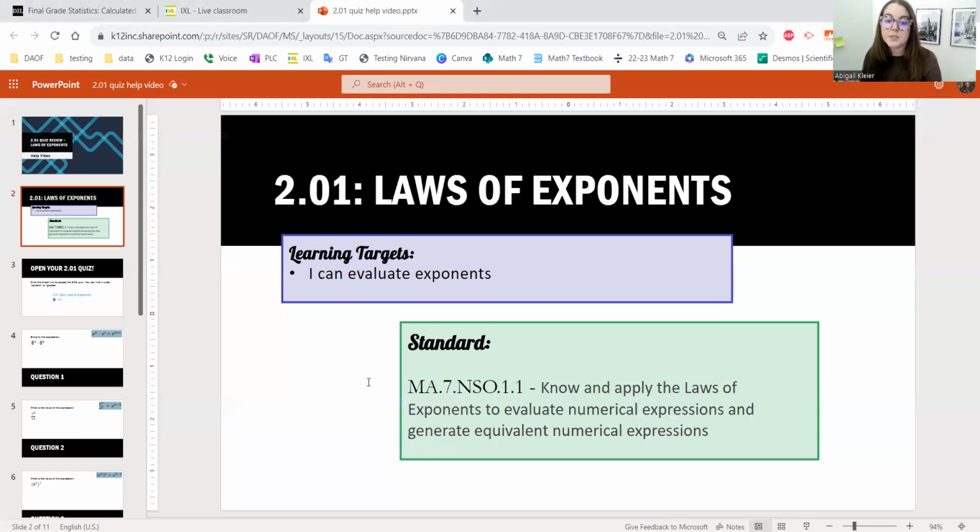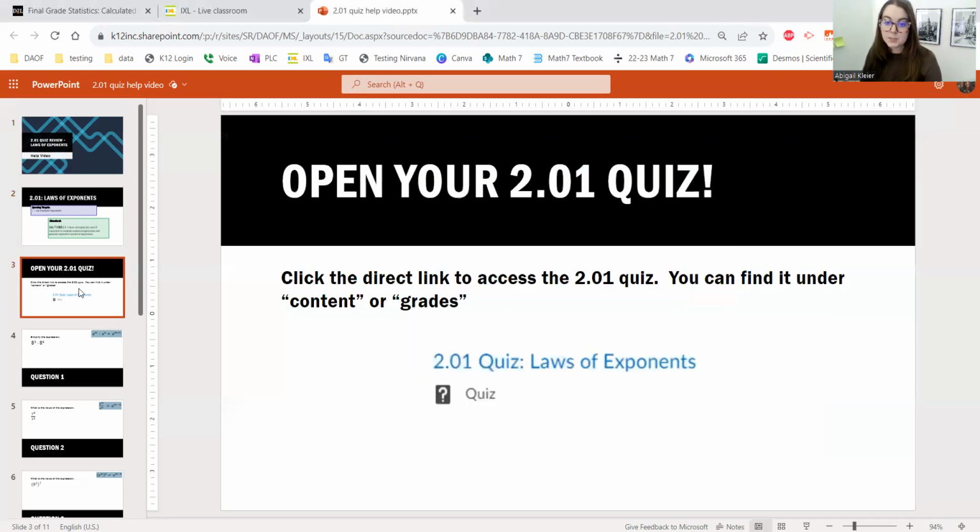This quiz is going over our standard NSO 1.1, knowing the laws of exponents to evaluate numerical expressions and generate equivalent numerical expressions. Again, this is the 2.01 quiz. You can find the direct link to this quiz either in content or in your gradebook. So go ahead and get that open, or if you're waiting for your second attempt, you can be taking notes as I go through each question.